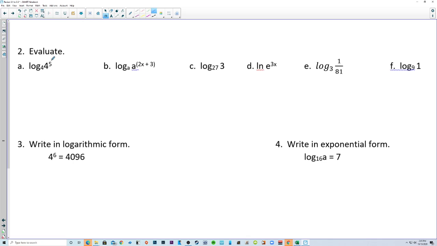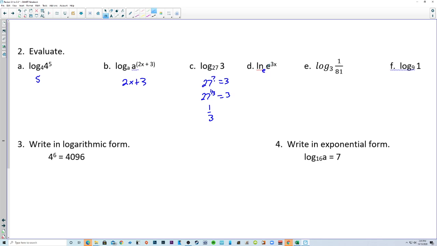Evaluate log base 4 of 4 to the 5th. Well, those have the same bases, so that's just 5. These have the same bases, so this is 2x plus 3. This is asking 27 to what power is 3? Well, 27 to the 1/3, the third root of 27 is 3. So that evaluates to 1/3.